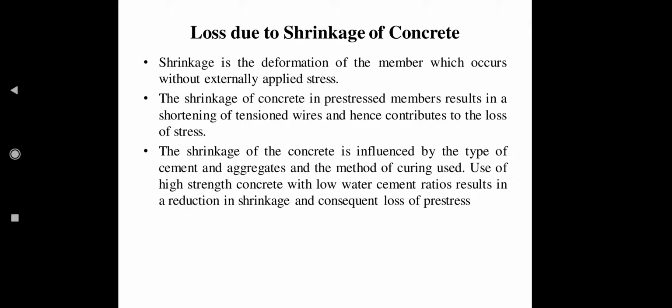So the third loss is loss due to shrinkage of concrete. So what is shrinkage? Shrinkage is the deformation of the member which occurs without externally applied stress. The shrinkage of concrete in prestressed members results in shortening of tension wires and hence contributes to the losses of prestress. So here shrinkage means the member is undergoing a shortening in length without loading the member.